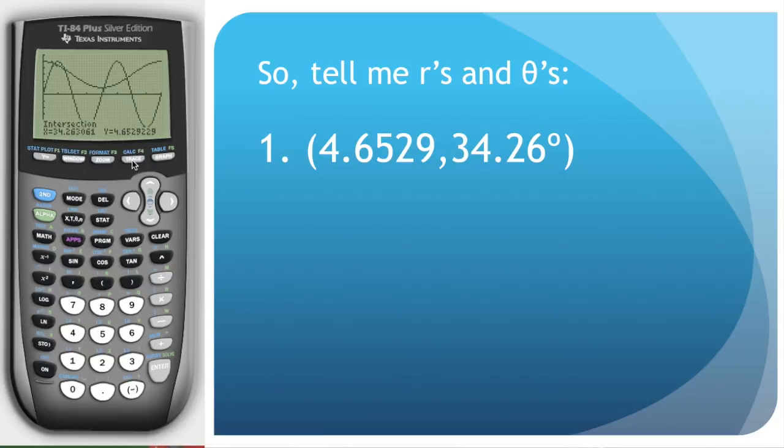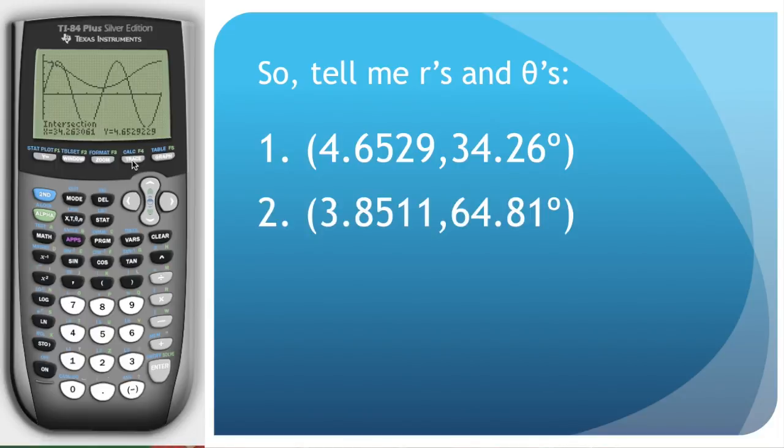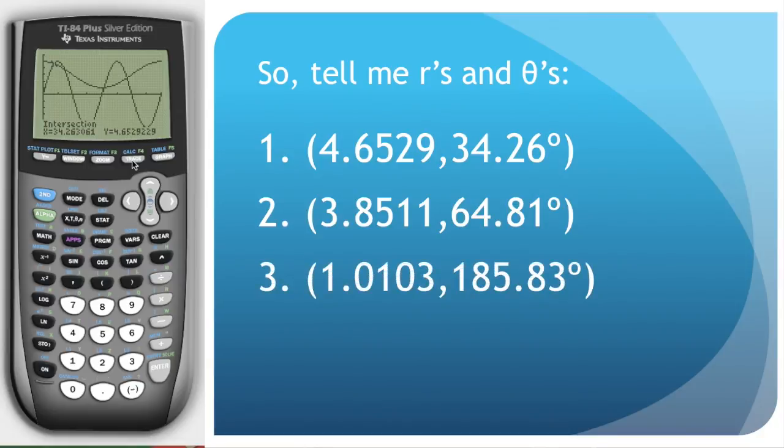But that would be wrong, because when we entered this, we took an r equals theta equation and we entered it as y equals something in terms of x. So we have to be careful to come back over and transpose. We put y in for r and x in for theta. So we flip-flop, so we better flip-flop our answer and say that this happens at 4.6, comma 34.